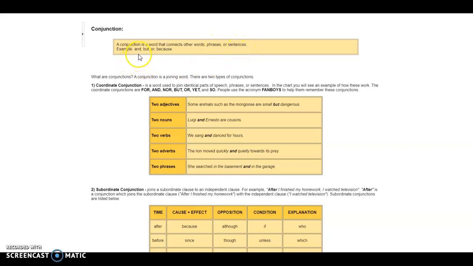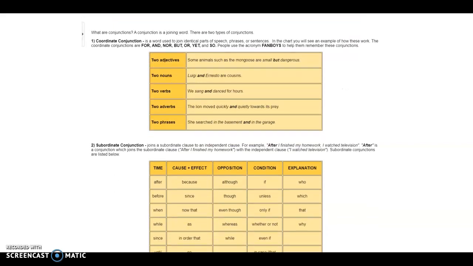Common conjunctions would be and, but, or, because. There are 2 particular types of conjunctions that you want to pay attention to, and one of them is coordinating conjunctions. They're probably better known by an acronym called FANBOYS. Some of you might have heard that term before. FANBOYS, we can break that up into for, and, nor, but, or, yet, so.